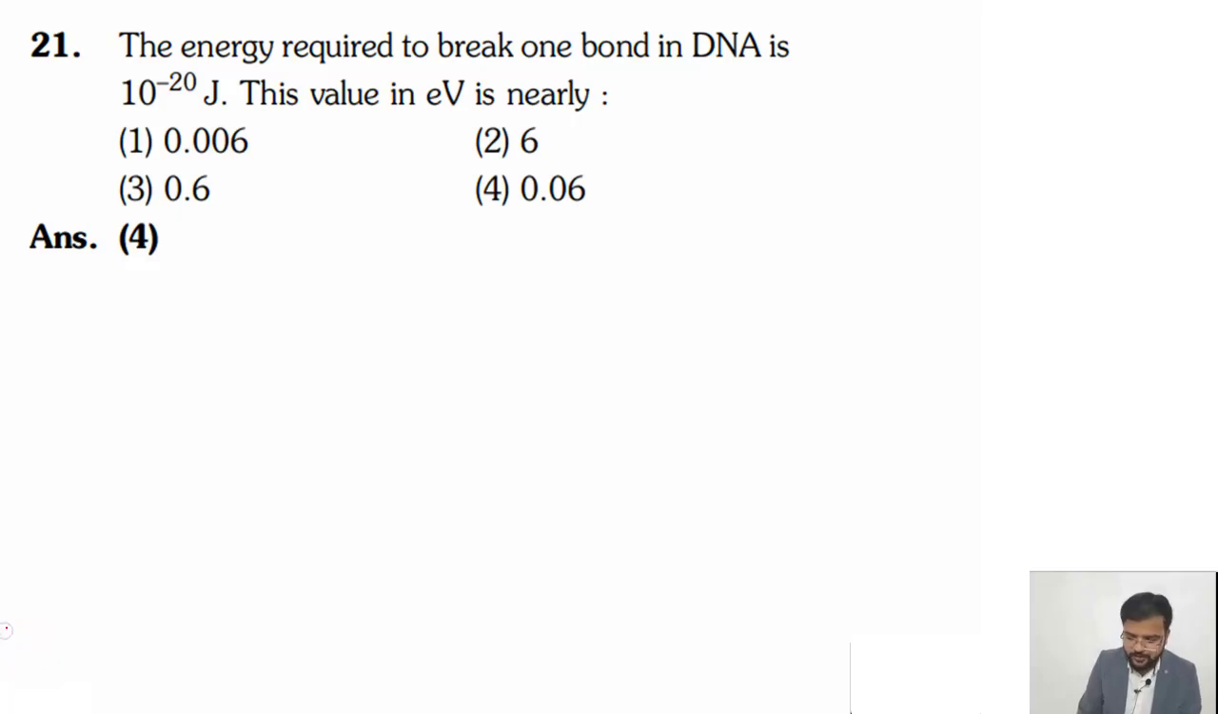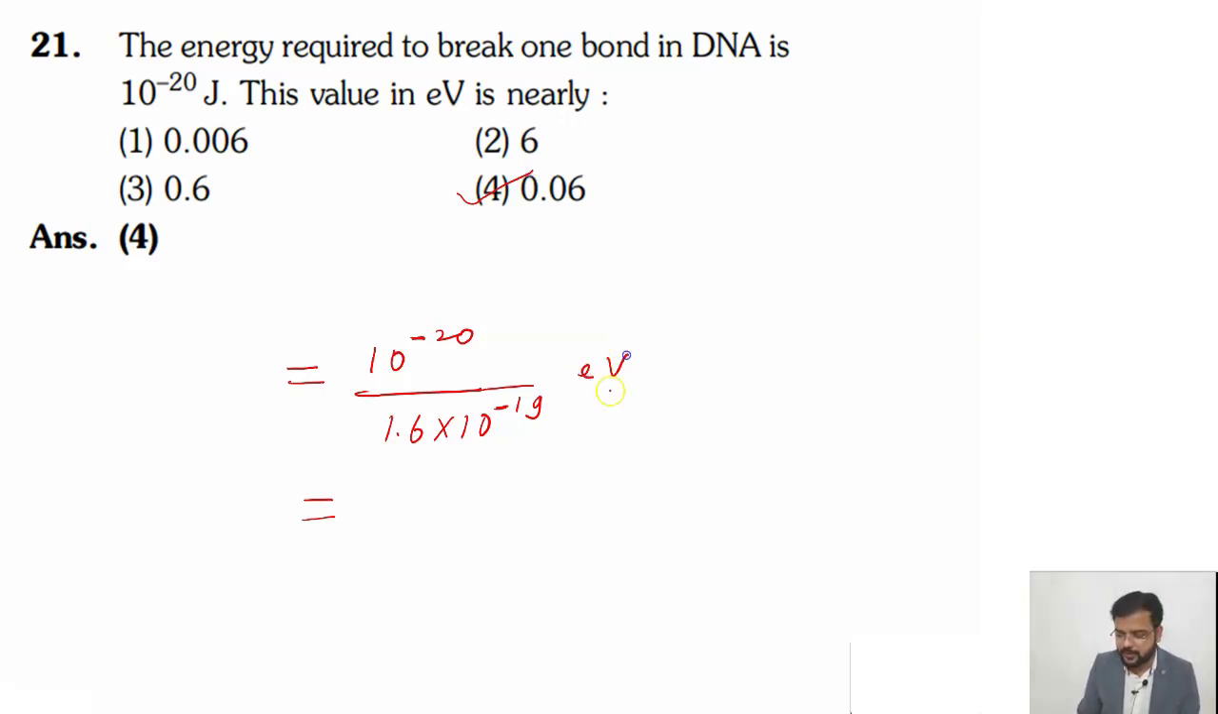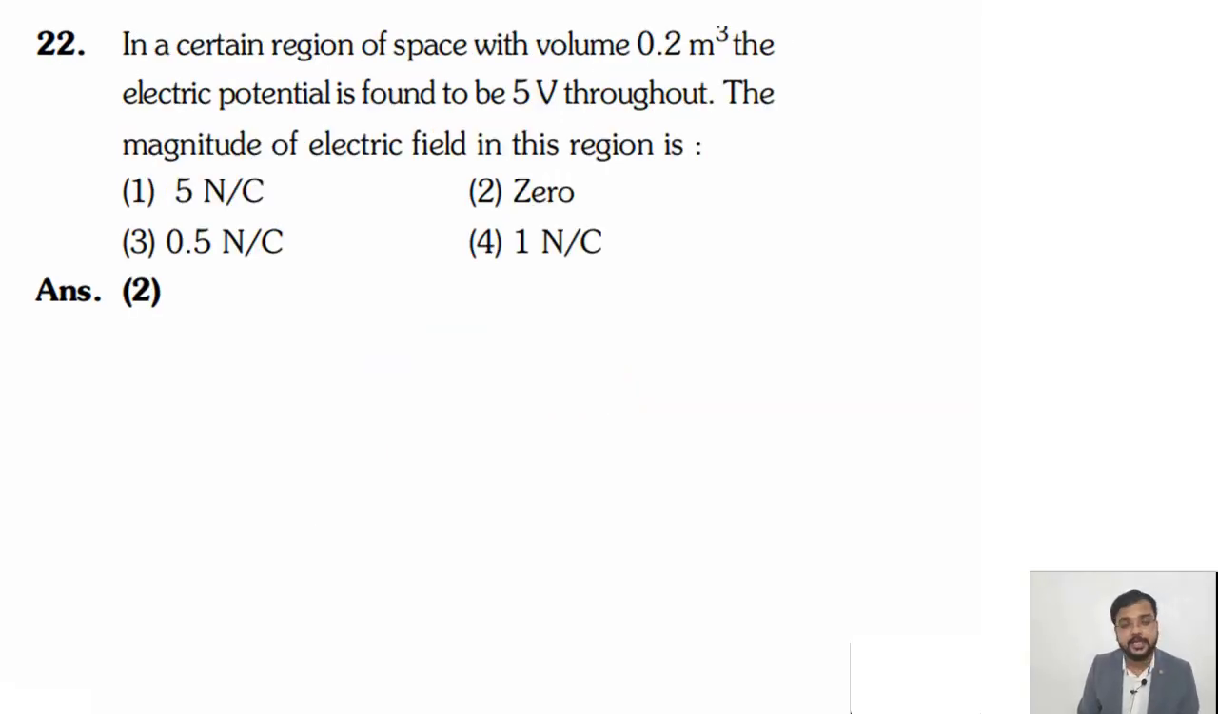So we can write 10 raised to minus 20 divided by 1.6 into 10 raised to minus 19. After solving this, we will get 0.06. So option number 4 is correct over here. Just convert into electrovolt, so it will come in electrovolt. Okay, see the next question here.